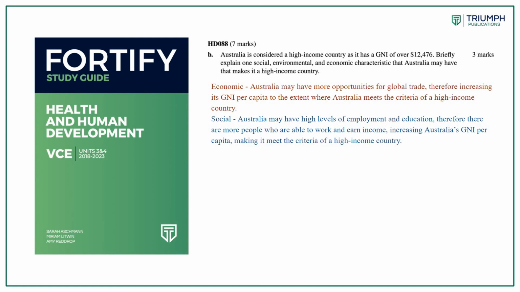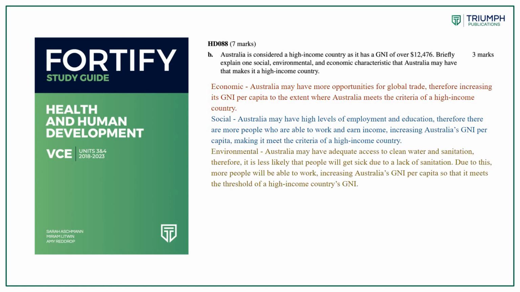And finally, we're going to go on to our environmental response, first identifying the characteristic, saying that Australia may have adequate access to clean water and sanitation. Therefore, it is less likely that people will get sick due to a lack of sanitation. So that was sort of a mix of the GNI link. Then you'll move on and say, due to this, more people will be able to work, increasing Australia's GNI per capita so that it meets the threshold of a high-income country's GNI.